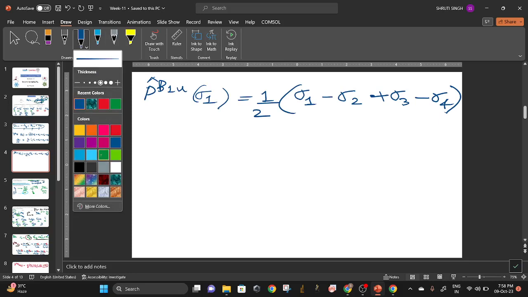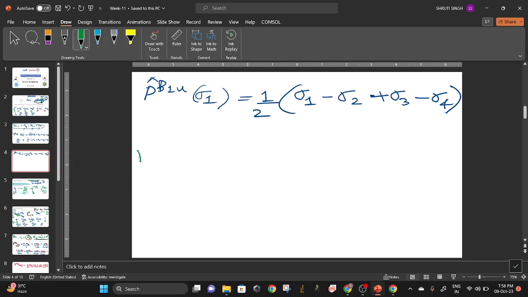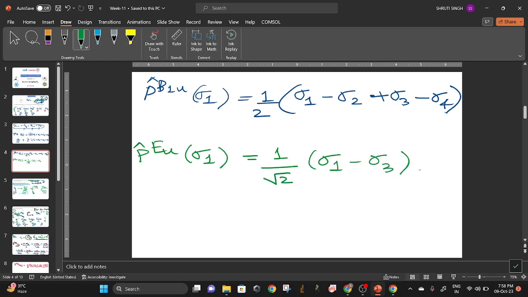Next is under E. When we do this, we get this. We only get sigma 1 minus sigma 3. But E is a two-dimensional representation, so it should give 2 SALCs.